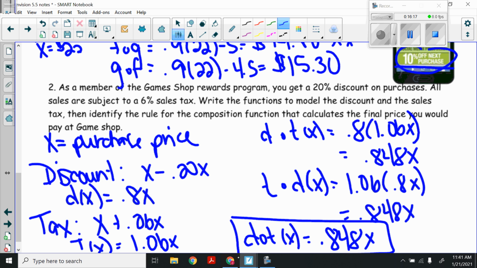So here, if we do tax then the discount, we're going to pay the same as if we did the discount then the tax. All right, so that wraps up section 5.5.